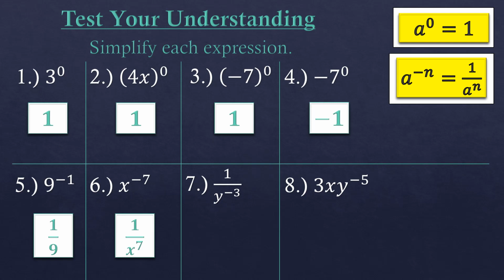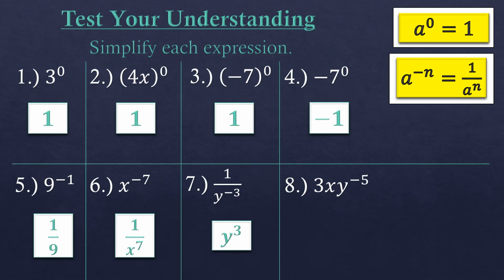In problem 7, the exponent is in the denominator of a fraction. The original problem is 1 over y to the -3rd power. Again, negative exponents imply that we're working with a reciprocal, so this should be the reciprocal of 1 over y cubed. Well, that would just be y cubed. We don't write the 1 in the denominator.